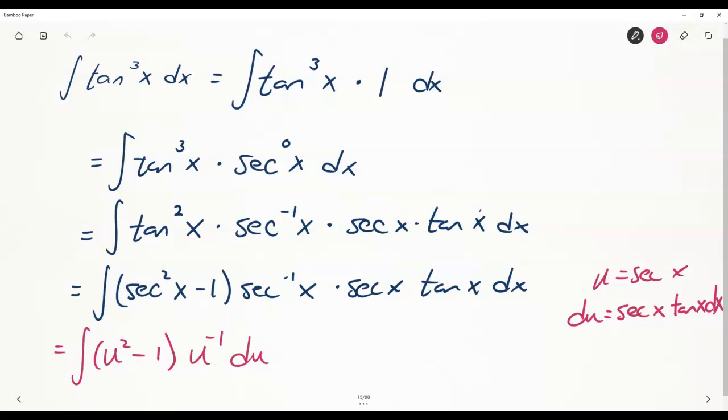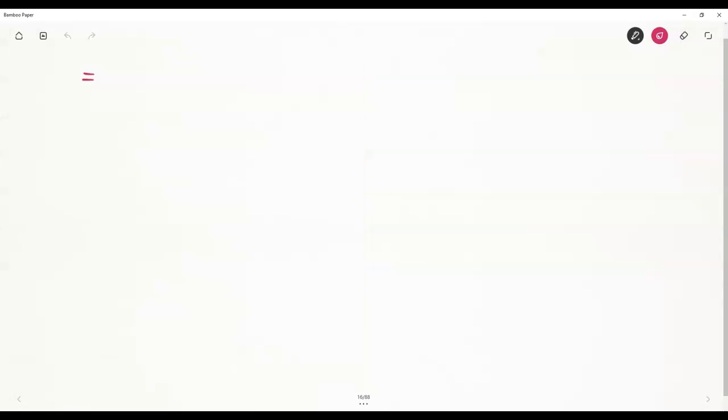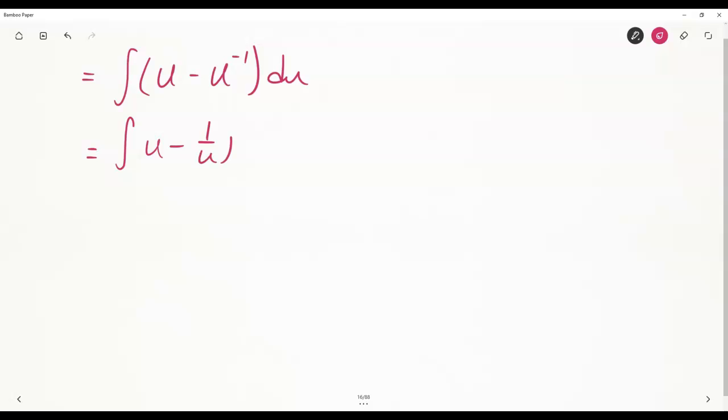So this is equal to the integral of u minus u to the negative 1 du. This is u minus 1 over u du. Integrate this term by term.